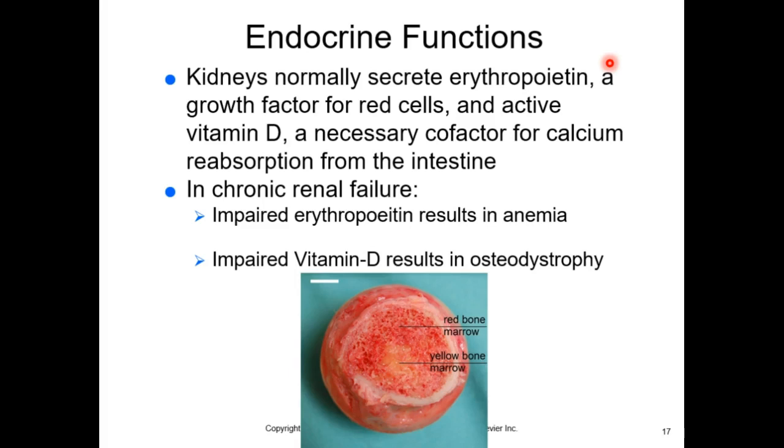Your kidneys release erythropoietin, which does what? Yeah, it triggers your red bone marrow to produce more red blood cells in response to low oxygen. Let's see. Therefore, if you have kidney failure, you're also going to have anemia.